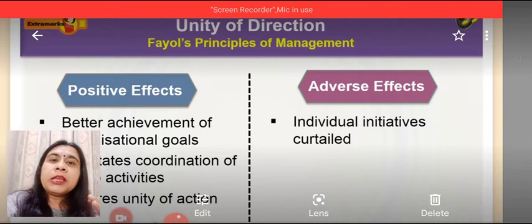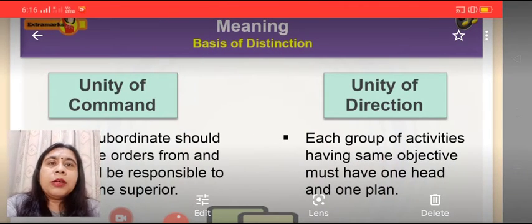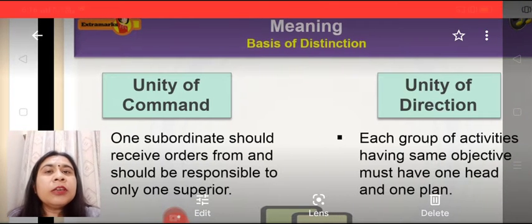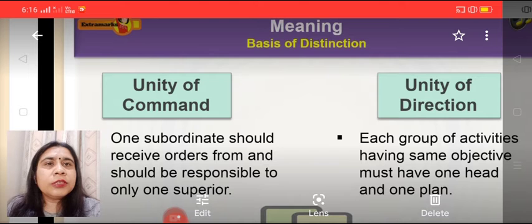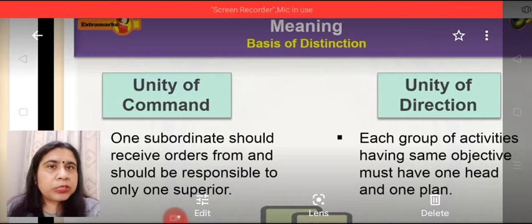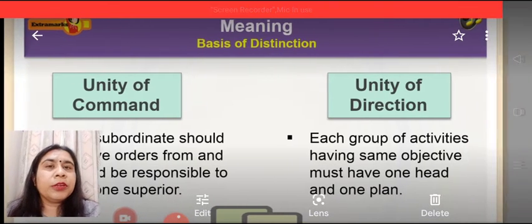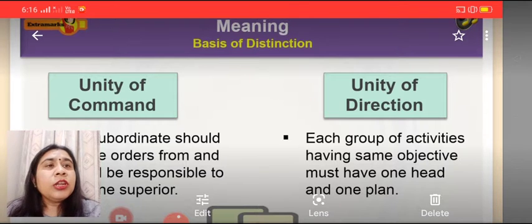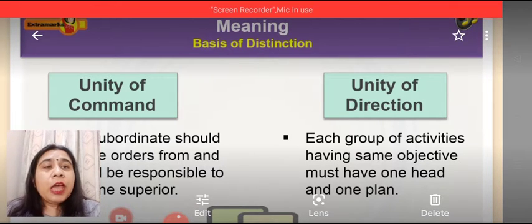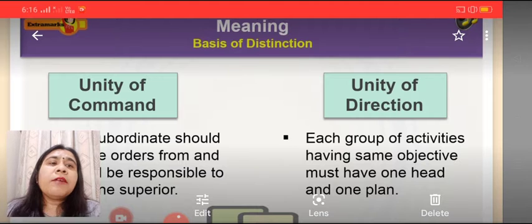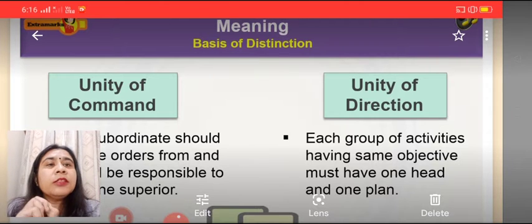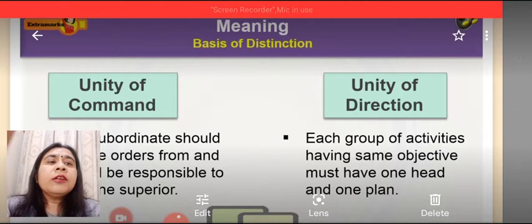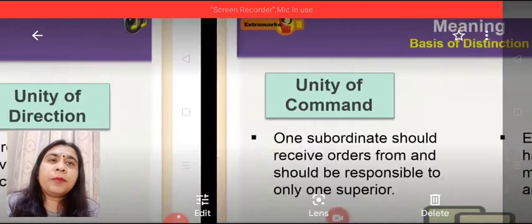Now this principle is different from unity of command. How is it different? We learned that under the principle of unity of command, one subordinate should receive orders and should be responsible and accountable to only a single superior. And in unity of direction, each group of activity having the same objective must have one head and one plan. So in unity of command, there was a boss over one subordinate, and here for the entire group there should be one head and one plan.